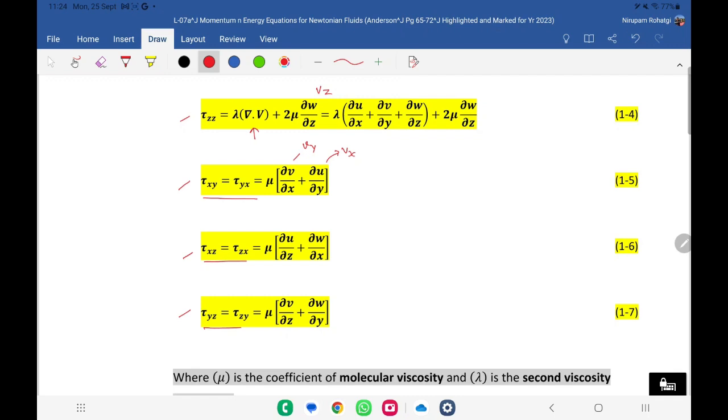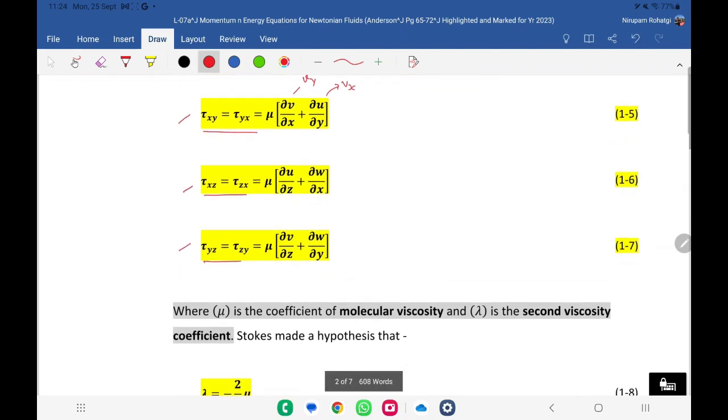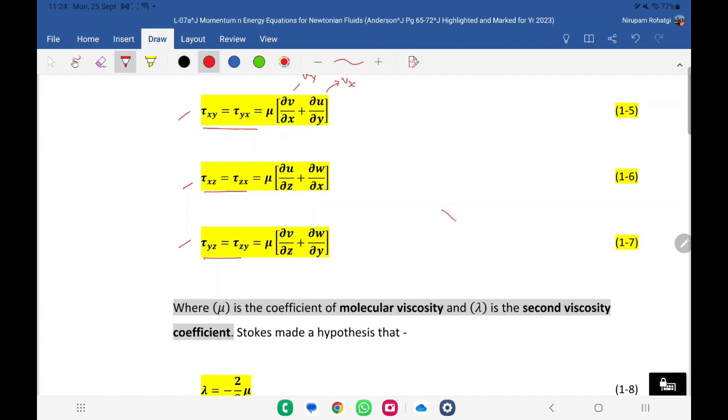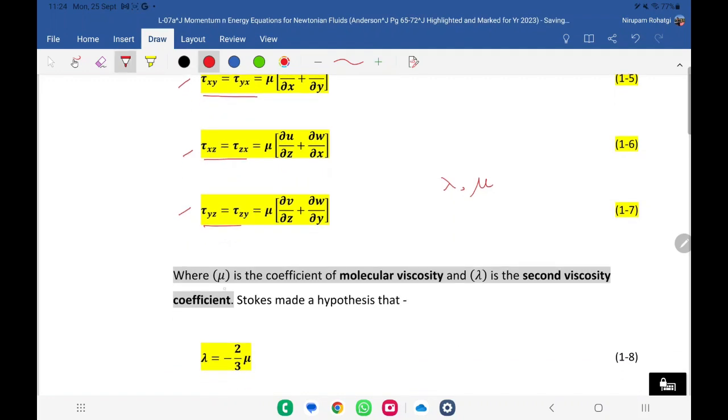Okay, same thing. Now there are two properties we are using here, lambda and mu. Now mu is called the coefficient of molecular viscosity. Now what is molecular viscosity? Molecular viscosity is because of the random motion of the molecules. Okay, you are not imparting anything else.